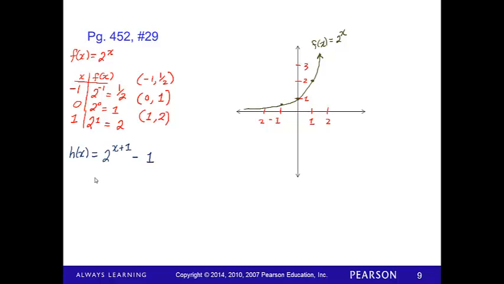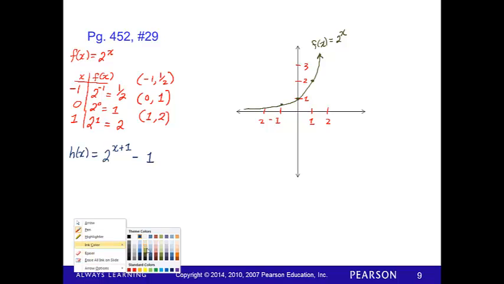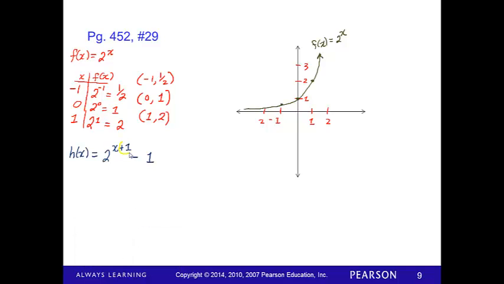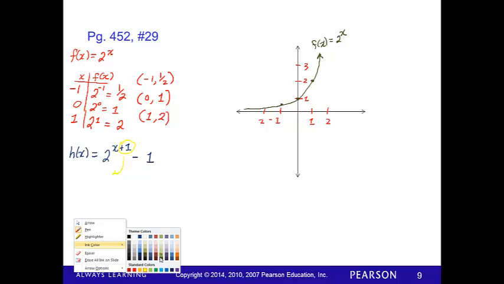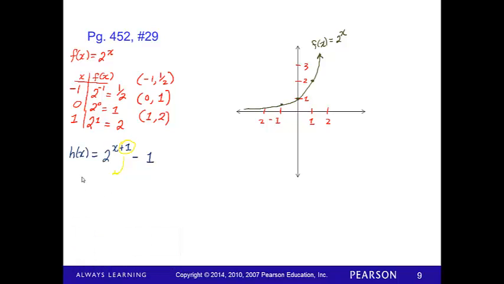It's saying plus 1. Okay, so that says plus 1, which means it's a change on x, and you must do the opposite. So you want to shift 1 unit to the left. Shift 1 unit to the left. Awesome. Now we get to look at this minus 1.